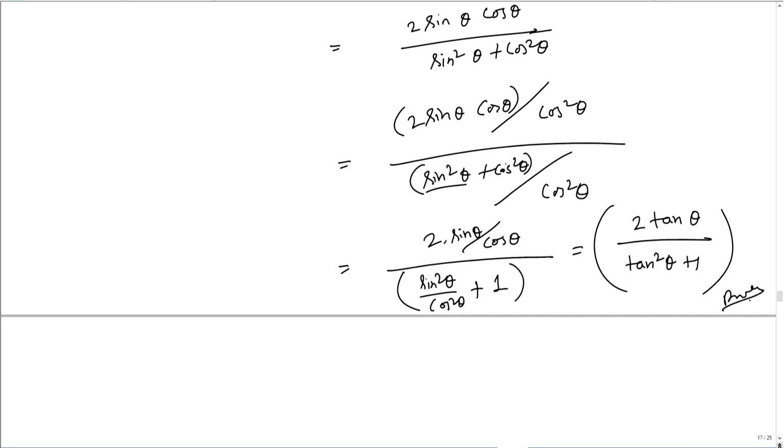This is how you can prove new trigonometric identities using existing identities that you have learned. Okay. All right, I will stop here. In the next lecture, we will practice some more trigonometric identities and how to prove them. Okay, I'll stop here. Thank you.